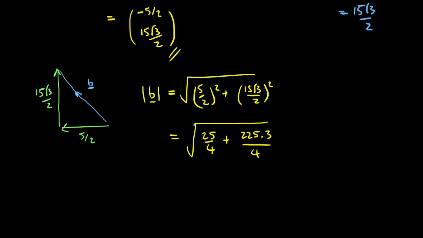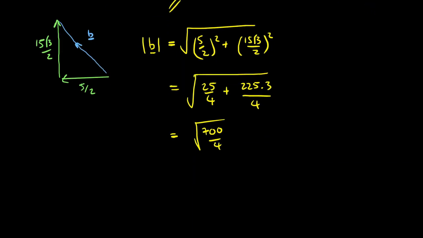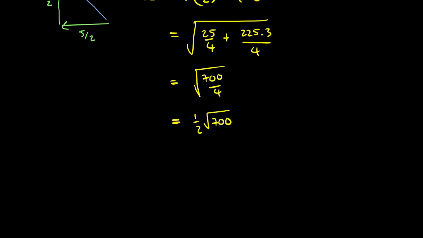Okay, and 225 times by 3 is 675. So we can do 675 plus 25, which is 700. We're going to get the square root of 700 all upon 4. And hopefully we can recognize we can simplify this because we can write it as firstly a half times by the square root of 700. And 700 is 7 times by 100. So we can pull out 10.